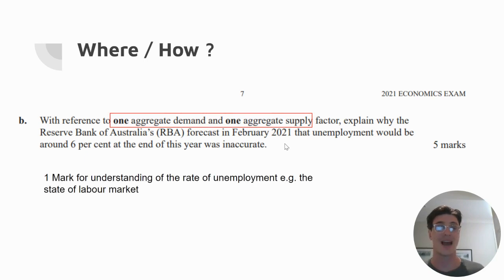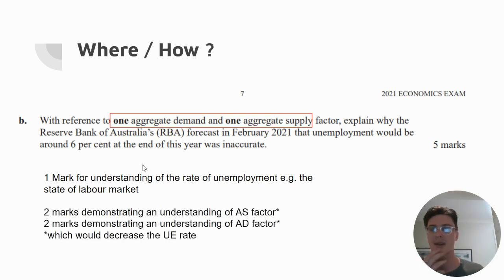So again, there have to be contemporary factors. There have to be real things that happened. First of all, you just need to understand that the unemployment rate was higher than predicted. So you need to know the current unemployment rate, which we do now. And you needed to show a contemporary aggregate supply factor and a contemporary AD factor that would lead to the unemployment rate being lower than expected. Okay, so that's just an example of the kind of questions you're going to need to use these factors in.